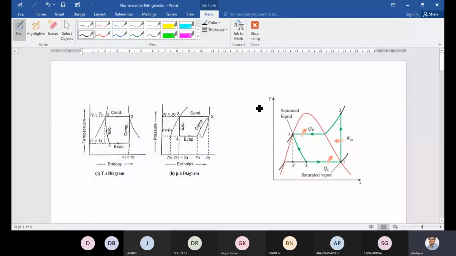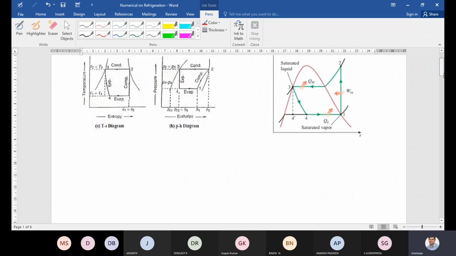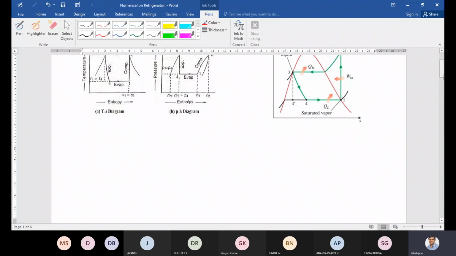Okay. Today we will be solving numericals on refrigeration. As we discussed in the previous class, dear students, in refrigeration, the first step is to understand how to identify and how to solve the given numerical in a simple way.